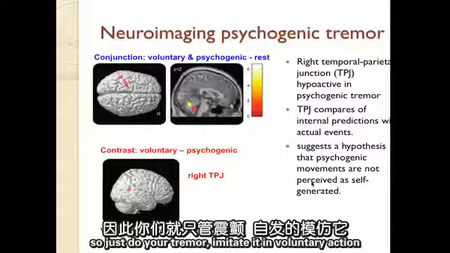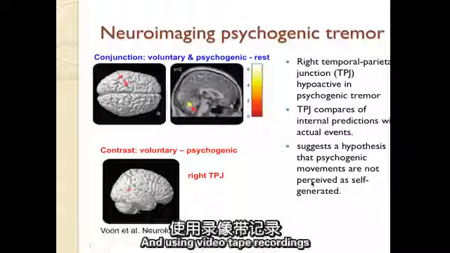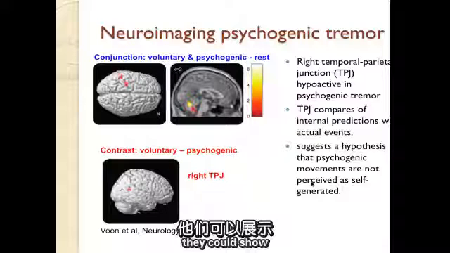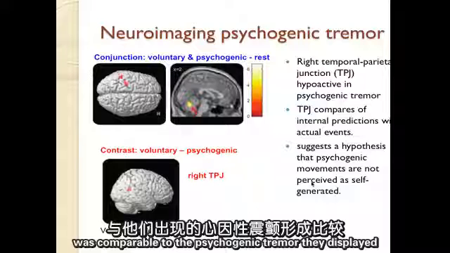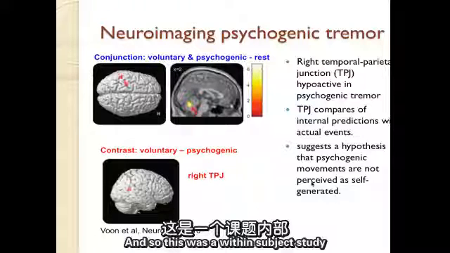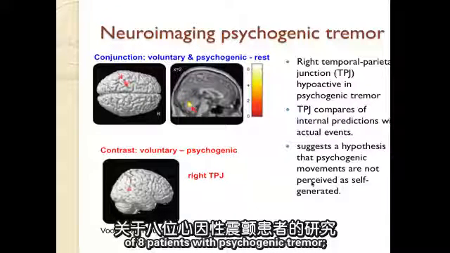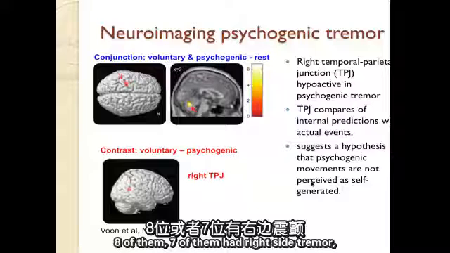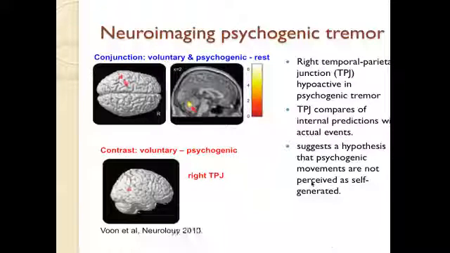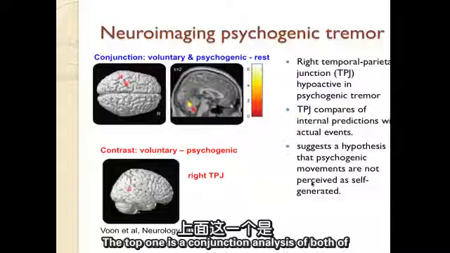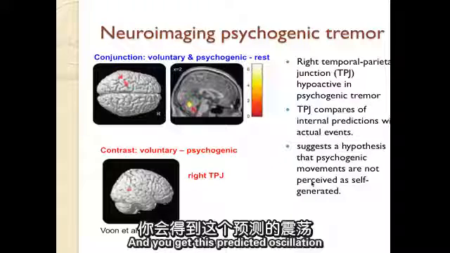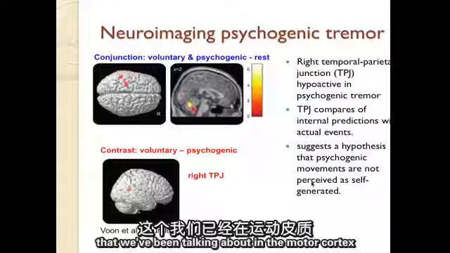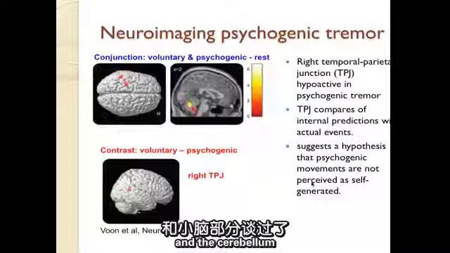So just do your tremor, imitate it in voluntary action. And using videotape recordings, they could show that the voluntary imitation of their tremor was comparable to the psychogenic tremor they displayed. Okay? And so this was a within-subject study of 8 patients with psychogenic tremor. 7 of them had right-side tremor, 1 had left-side tremor, and this is what the comparison showed. The top one is a conjunction analysis of both the voluntary and the psychogenic tremor minus rest. And you get this predicted oscillation that we've been talking about in the motor cortex and the cerebellum.